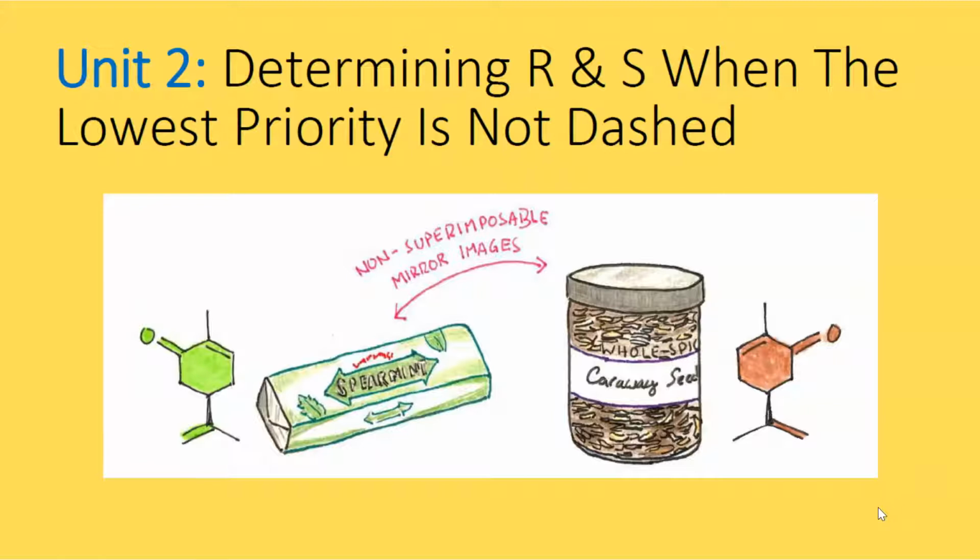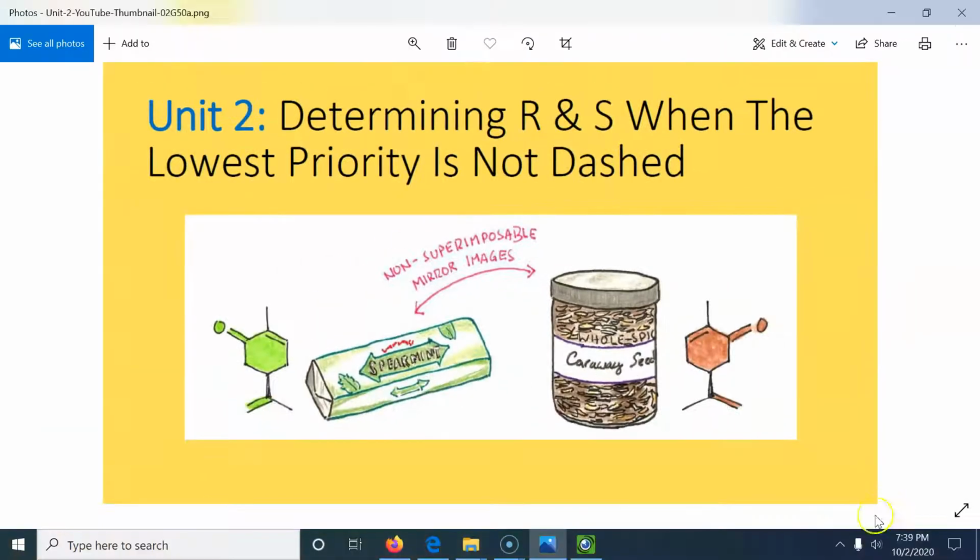But what do you do if that lowest priority, priority number 4, is not a dash? What if it's a wedge? Or what if it's a line? And that is the thing we're going to look at in this video, how to solve those types of problems.